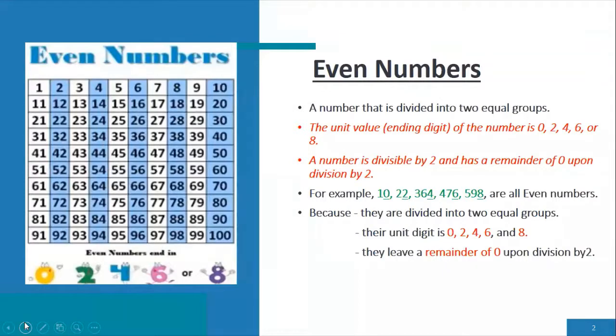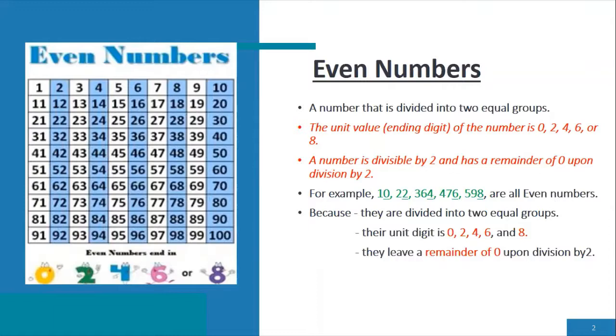What are even numbers? An even number is a number that is divided into two equal groups, and it must have two more important conditions or characteristics. First, the even number should have the unit value 0, 2, 4, 6 or 8. And second, the number is divisible by 2 and has a remainder of 0 upon division by 2. Whenever we divide the number by 2, its remainder would be 0.